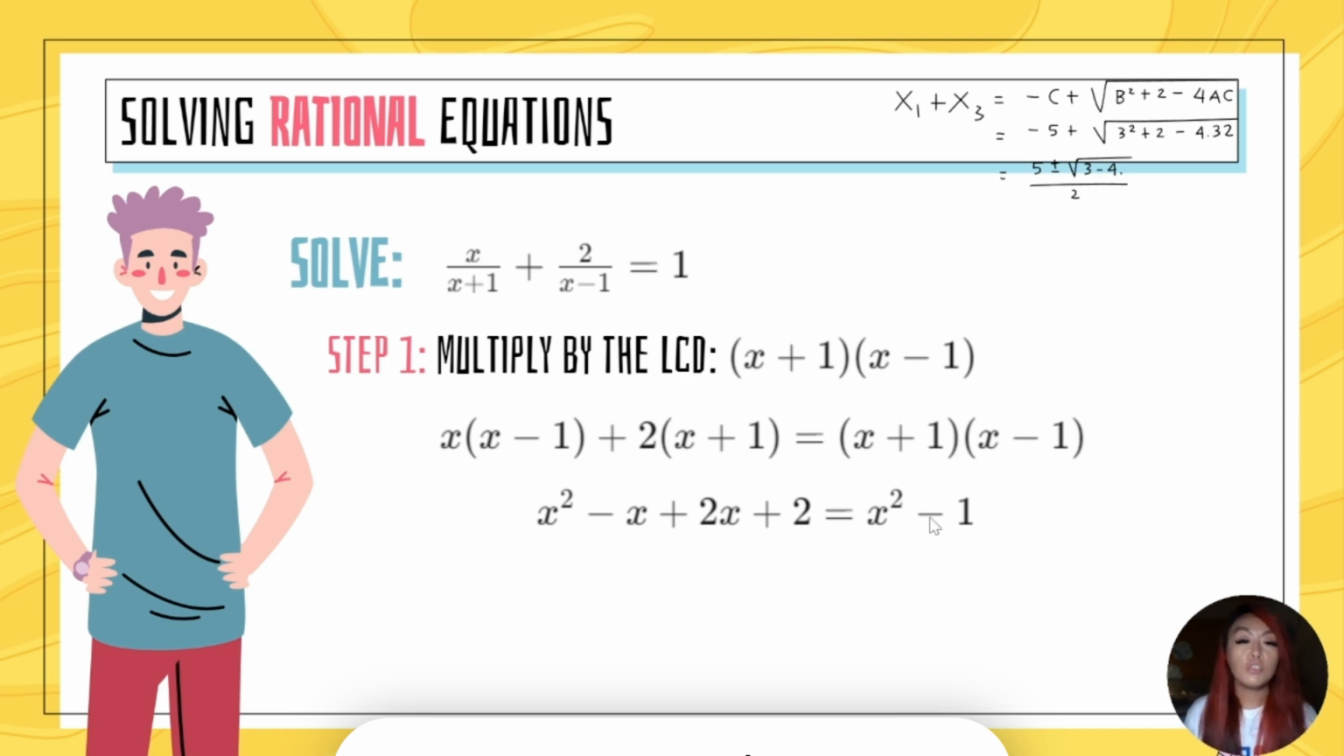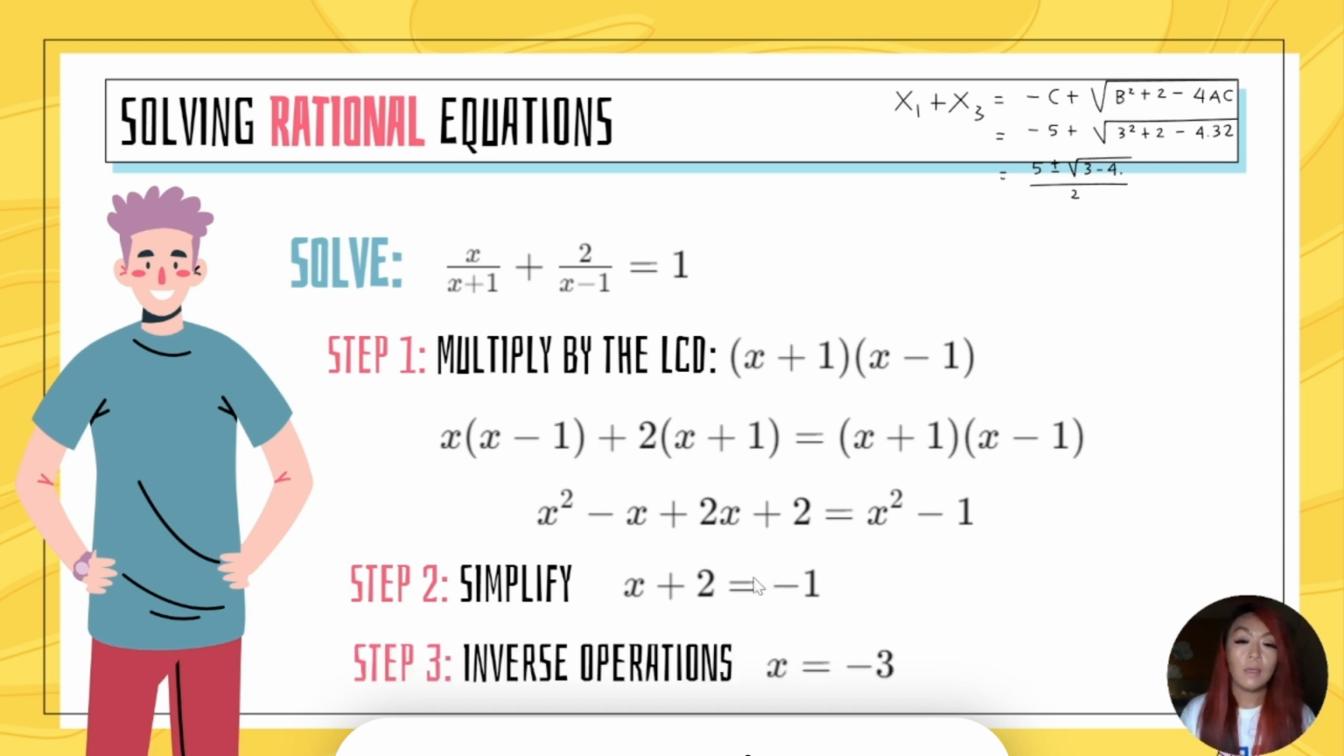And we're going to start to use inverse operations to solve for x. So we're going to subtract x squared on both sides, and those x squareds are going to cancel out. And what you'll be left with is x plus 2 equals negative 1. And now we'll use inverse operations to subtract 2 on both sides, and we get x equals negative 3. And there's our solution.